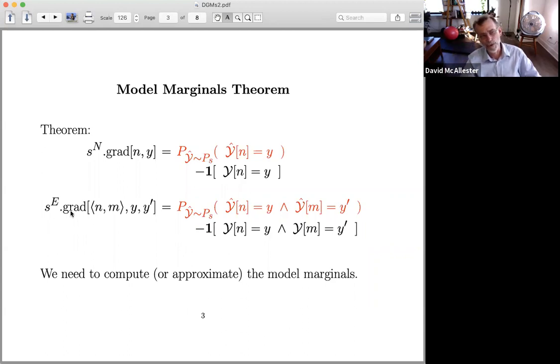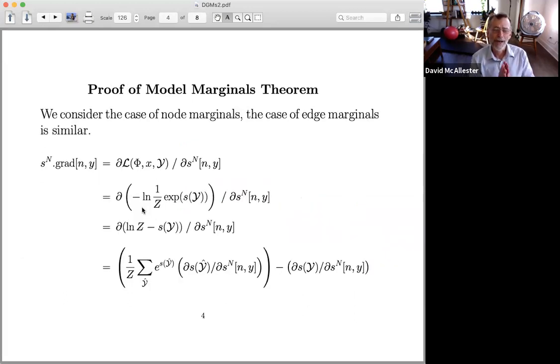A similar thing holds for the gradient of the edge potentials. It's the probability that when we draw from this distribution, the global labeling that we draw assigns this pair of labels to this edge, minus 1 if this pair of labels is the gold label. So now I'm going to prove this theorem. The theorem says that backpropagation over the exponential softmax reduces to the inference problem for the graphical model. I'm just going to do the unary potentials.